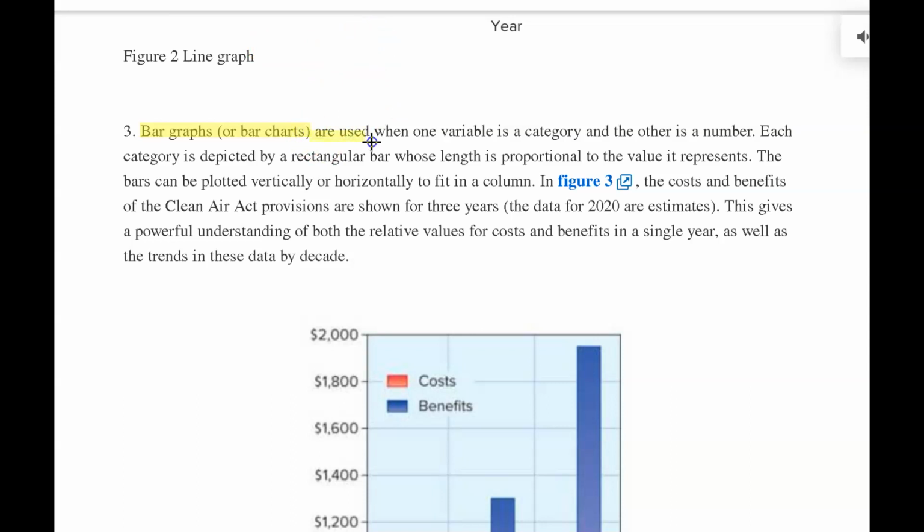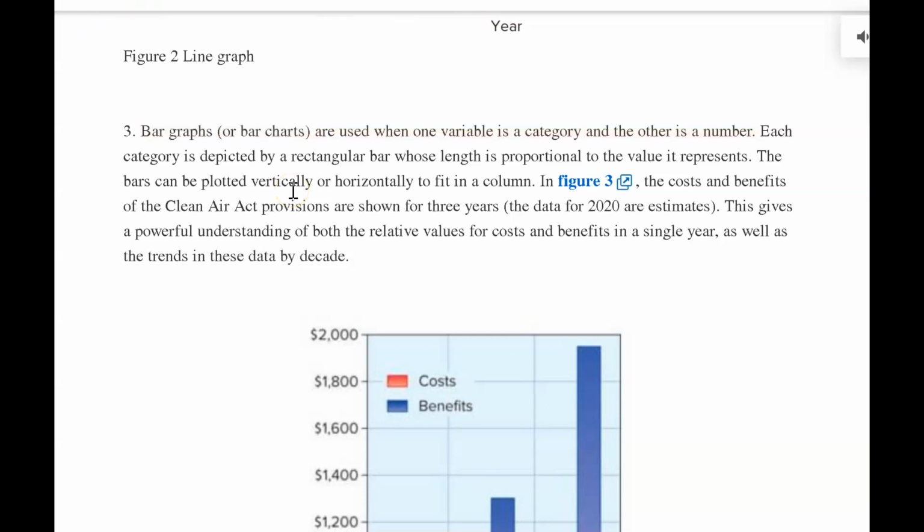This type of chart is used when one variable is a category and the other variable is a number, right? So on the line chart, both variables were numbers, right? On a bar chart, only one variable is a number, but the second variable is a category.